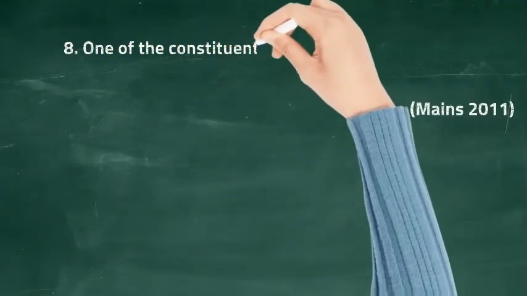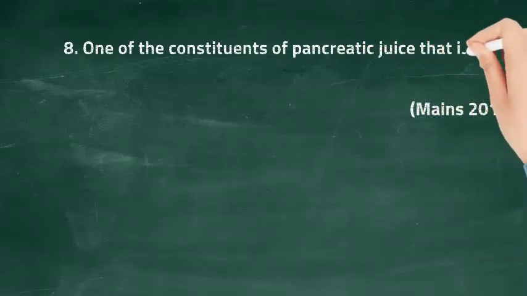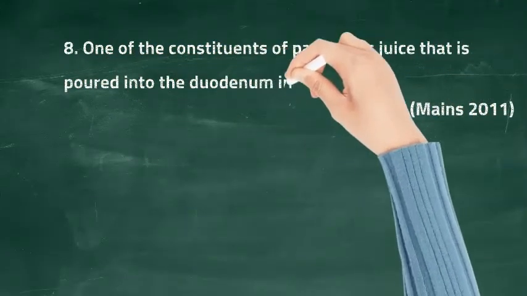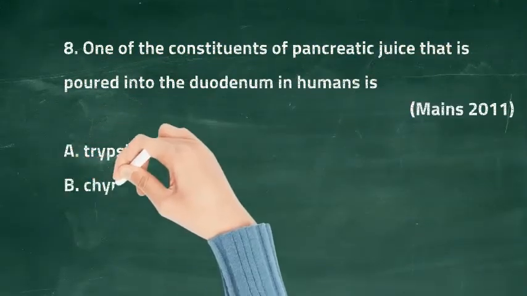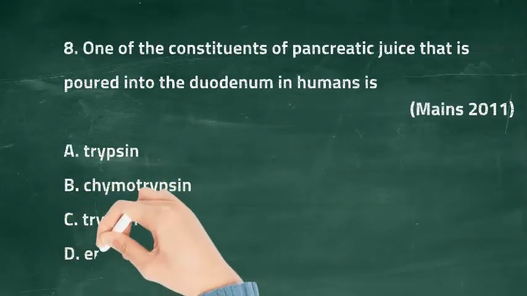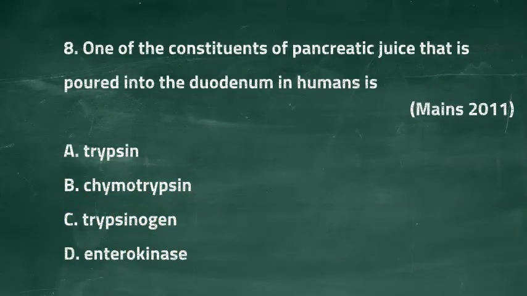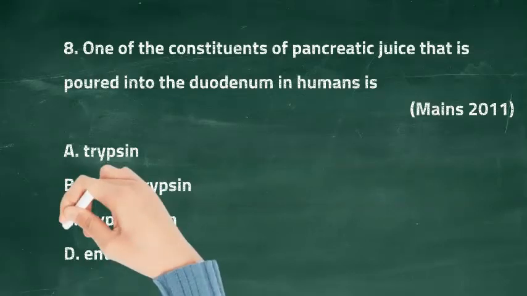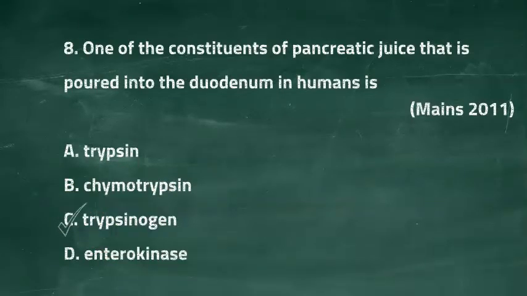Question 8. One of the constituents of pancreatic juice that is poured into the duodenum in humans is option A, trypsin, option B, chymotrypsin, option C, trypsinogen, and option D, enterokinase. The right answer is option C, trypsinogen.